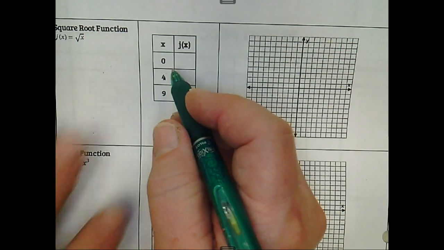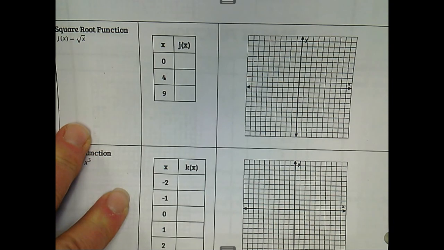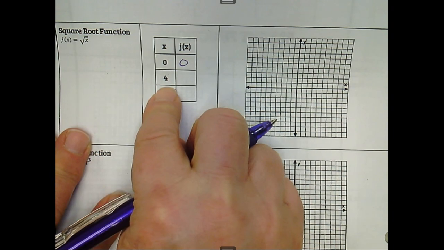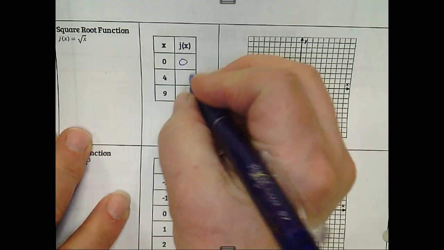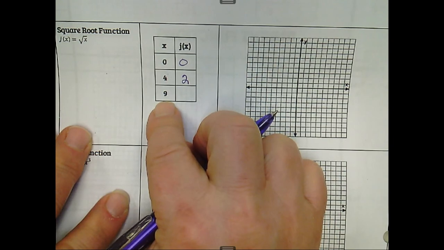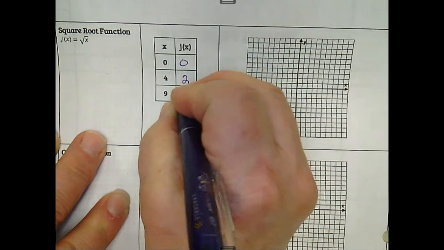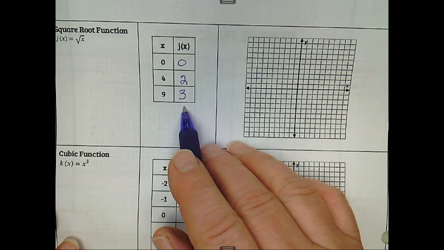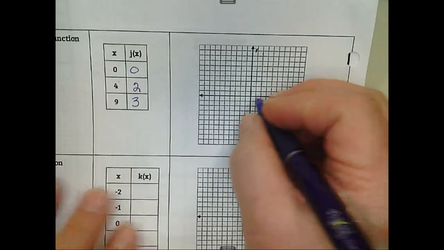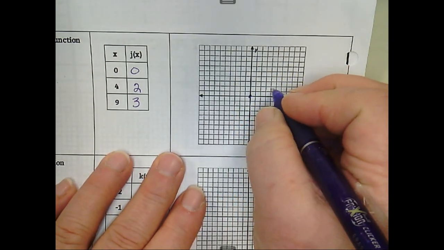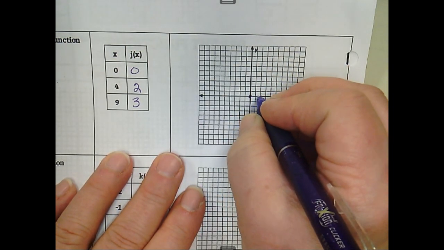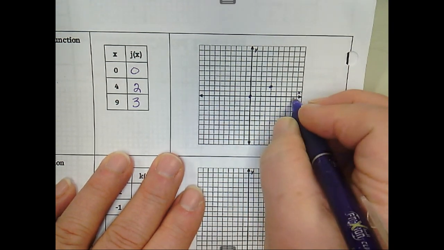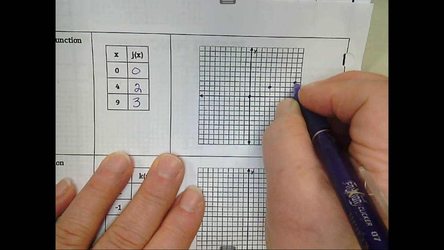The square root of 0. What number times itself gives me 0? Well, that would be 0. What number times itself gives me 4? That would be 2. What number times itself gives me 9? That will be 3. So you can see this doesn't go up very fast at all. So you start at 0, 0. Then you go over to 4, 1, 2, 3, 4, and up 2. You go over to 9 and you go up 3.